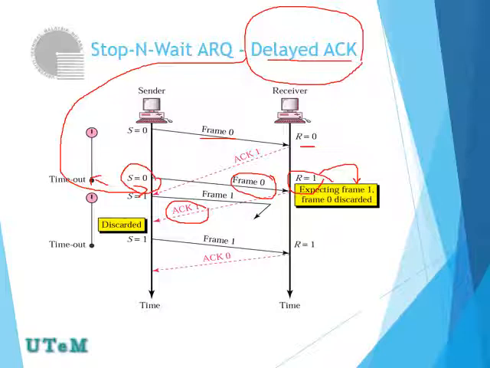The same thing will happen at the sender side. Because here ACK1 is already received by the sender, and frame 1 is already being transmitted, at the sender side the ACK1 frame will be discarded.